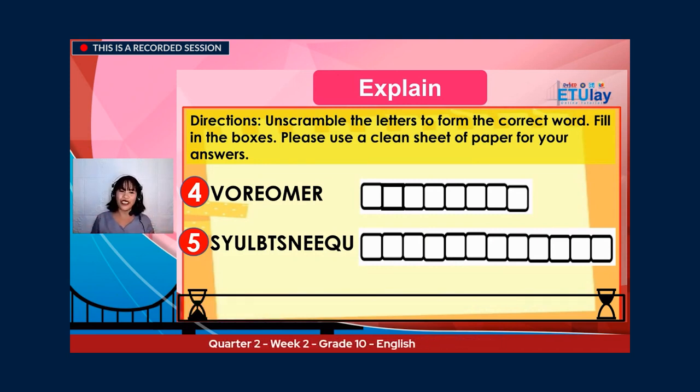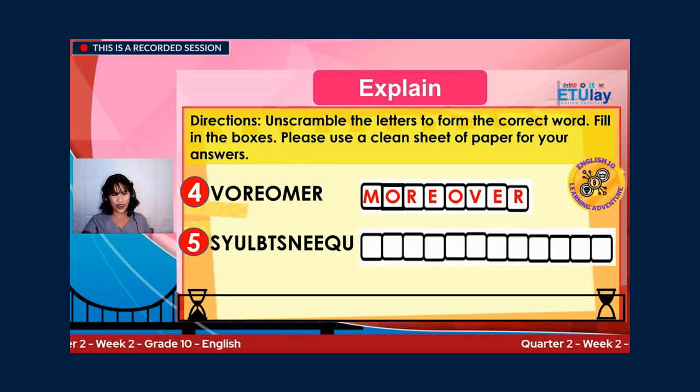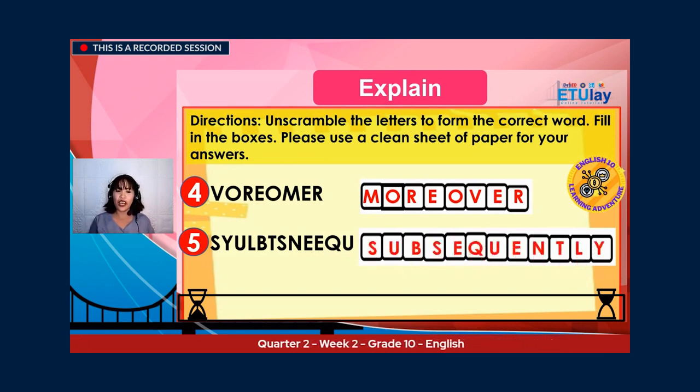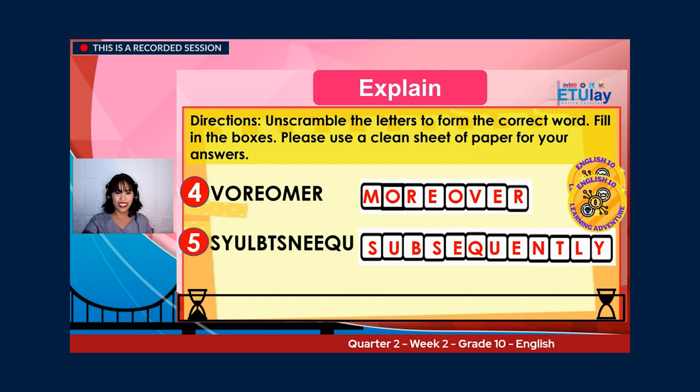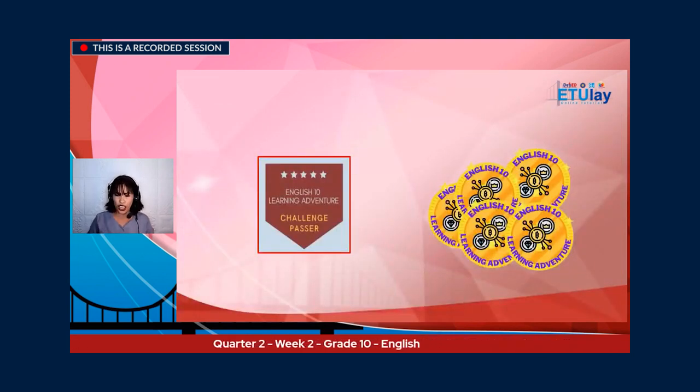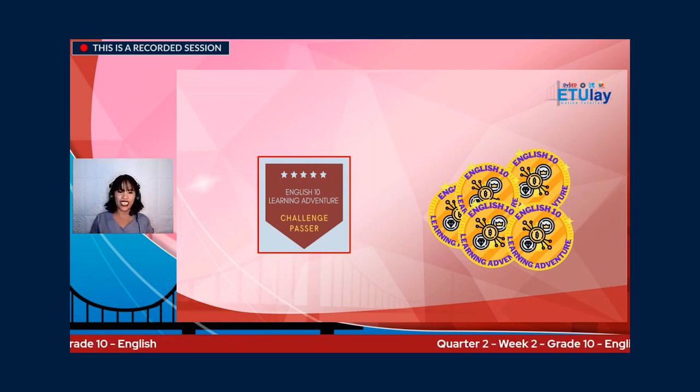Time is up, dear wanderers. Let's reveal our answer. For number 4, the word is, you got it right. It's moreover. And if you got the answer moreover, you have a token. Congratulations. And for number 5, the word is subsequently. Yes, it's subsequently. And for that, you have another token. That means in this challenge number 3, you have earned a badge, a challenge passer badge, and 5 tokens.